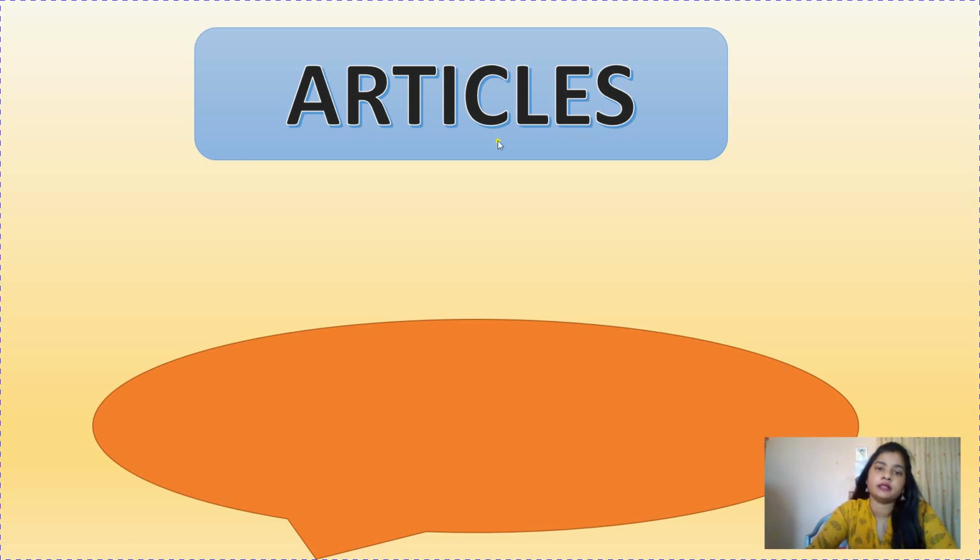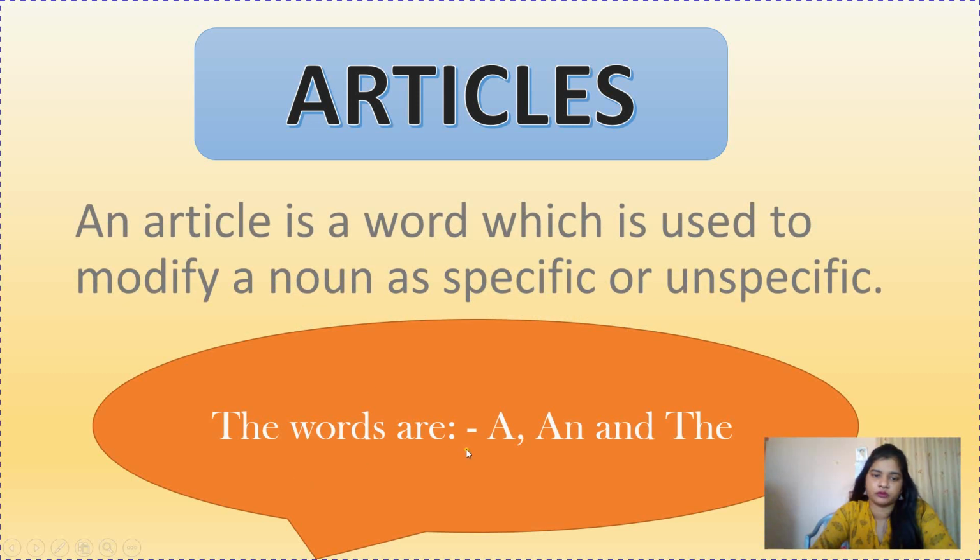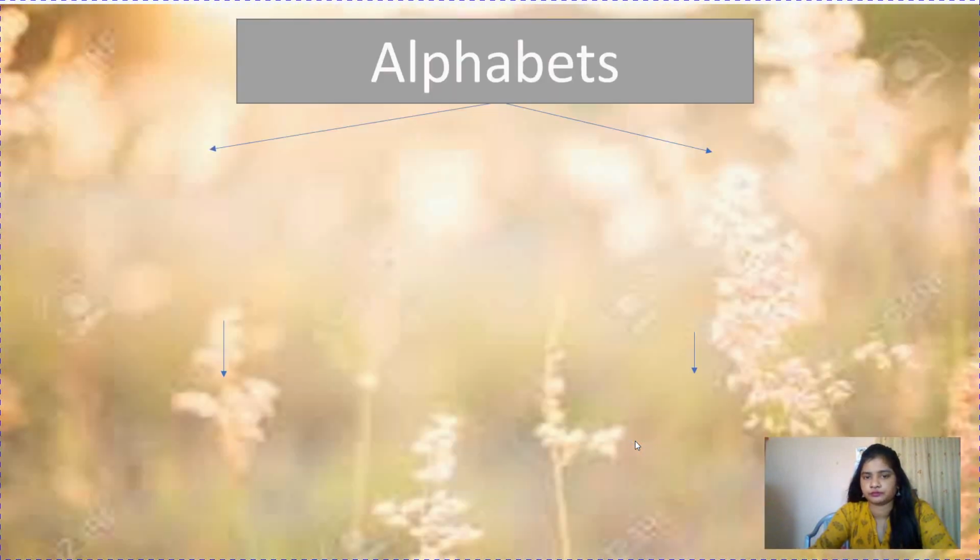Okay, so an article is a word which is used before a noun, specific or unspecific. So we can say an article is a word which is used to modify a noun as specific or unspecific. Specific means particular and unspecific means general. Let's see the example. First see the words. The words are a and the. This you know. Let's move to another slide.